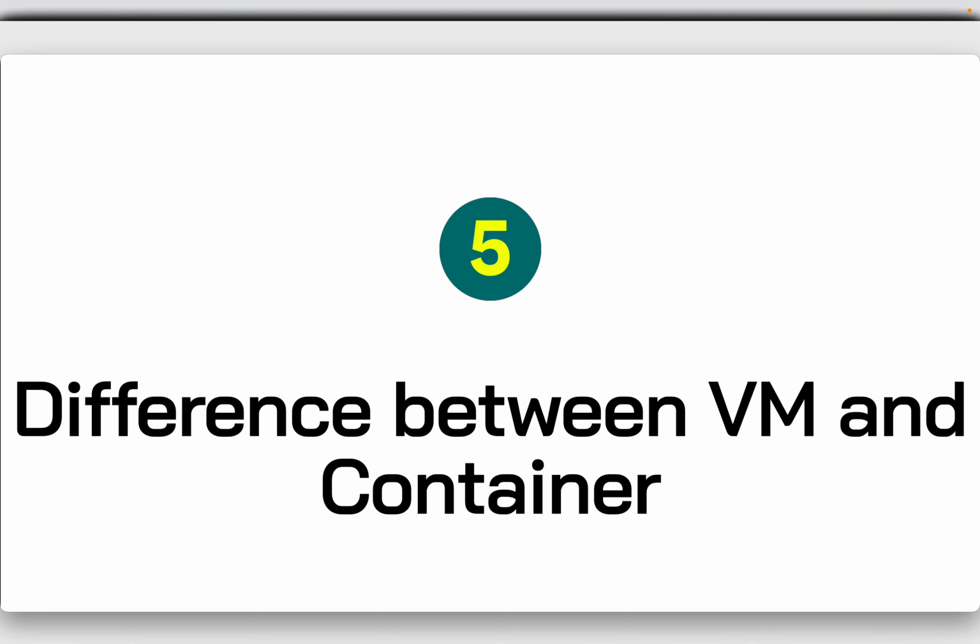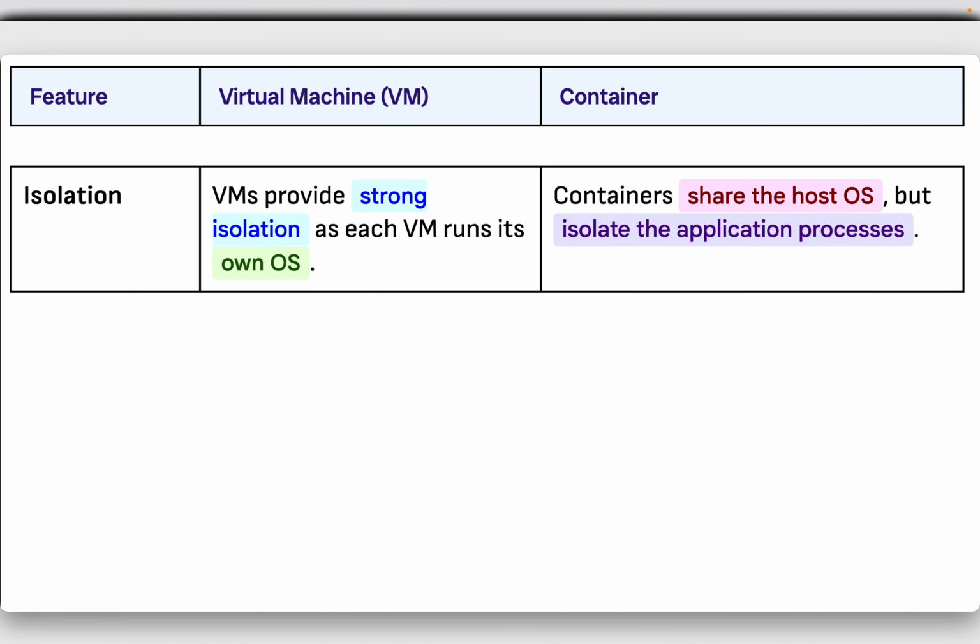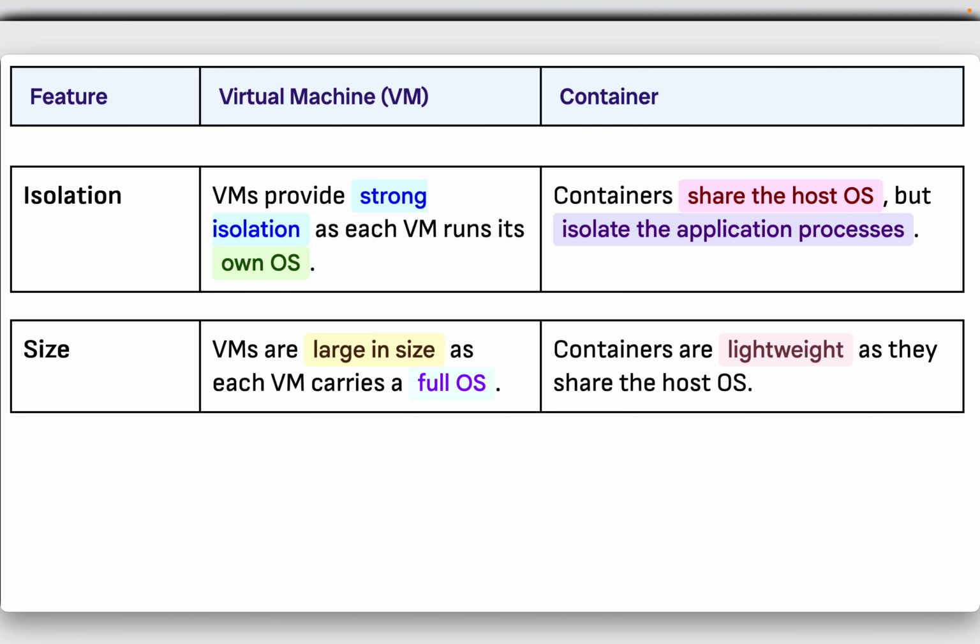Next topic is the fifth one, which is the difference between virtual machines and containers. So first we have the isolation. VMs provide strong isolation as each VM runs its own operating system. On the other hand, containers share the host operating system but isolate the application processes. Size. VMs are large in size as each VM carries the full operating system. But containers are lightweight as they share only the host operating system.